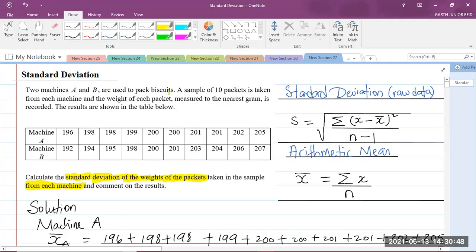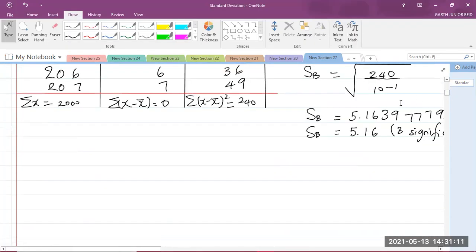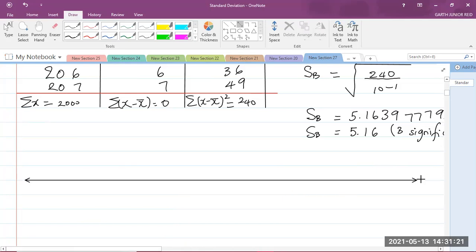We have just calculated that, right? We have calculated the standard deviation for machine A and the standard deviation for machine B. And the last part says we are to comment on the results, so we're to do some interpretation here. What I'm going to do is draw a number line, and then we're going to do some discussion.